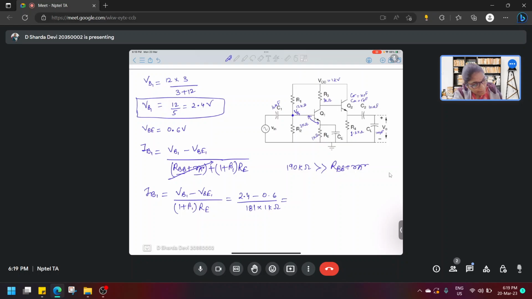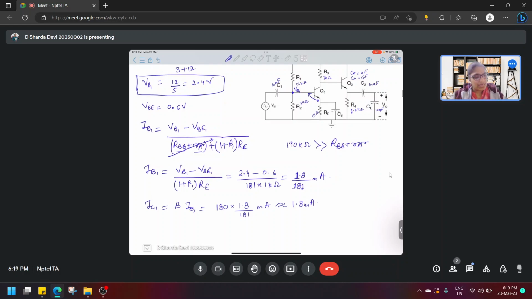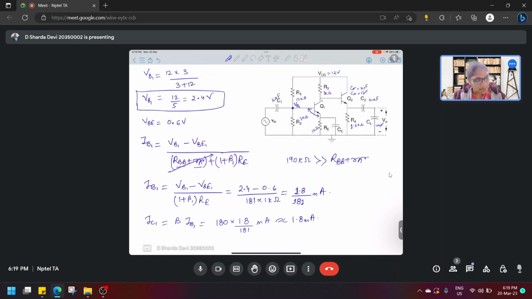So it is 1.8 by 181 milliamps. So how much will be IC1? It is beta times IB1, right? So it will be 180 into 1.8 upon 181 milliamperes, which is close to 1.8 milliamperes, right? So we have got the current IC1 flowing through this transistor.